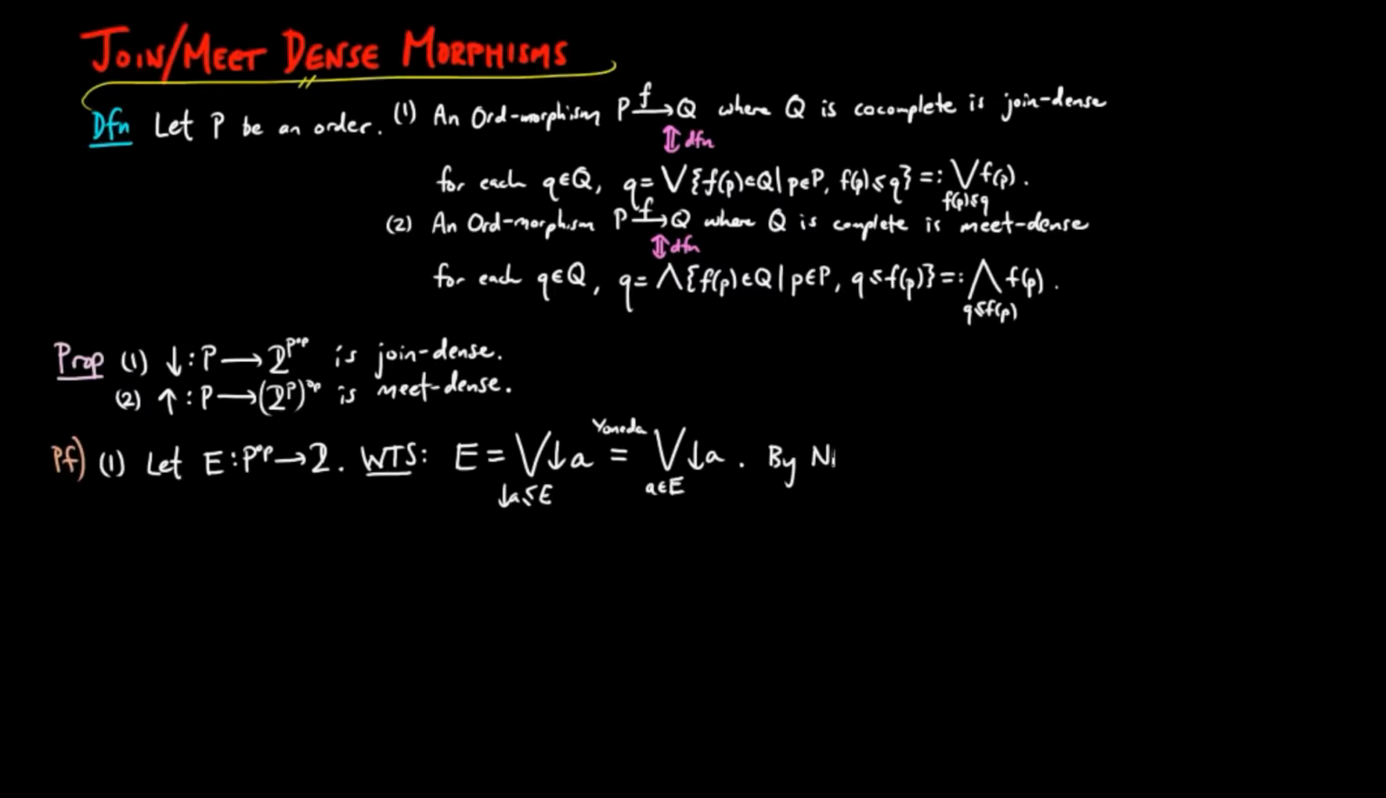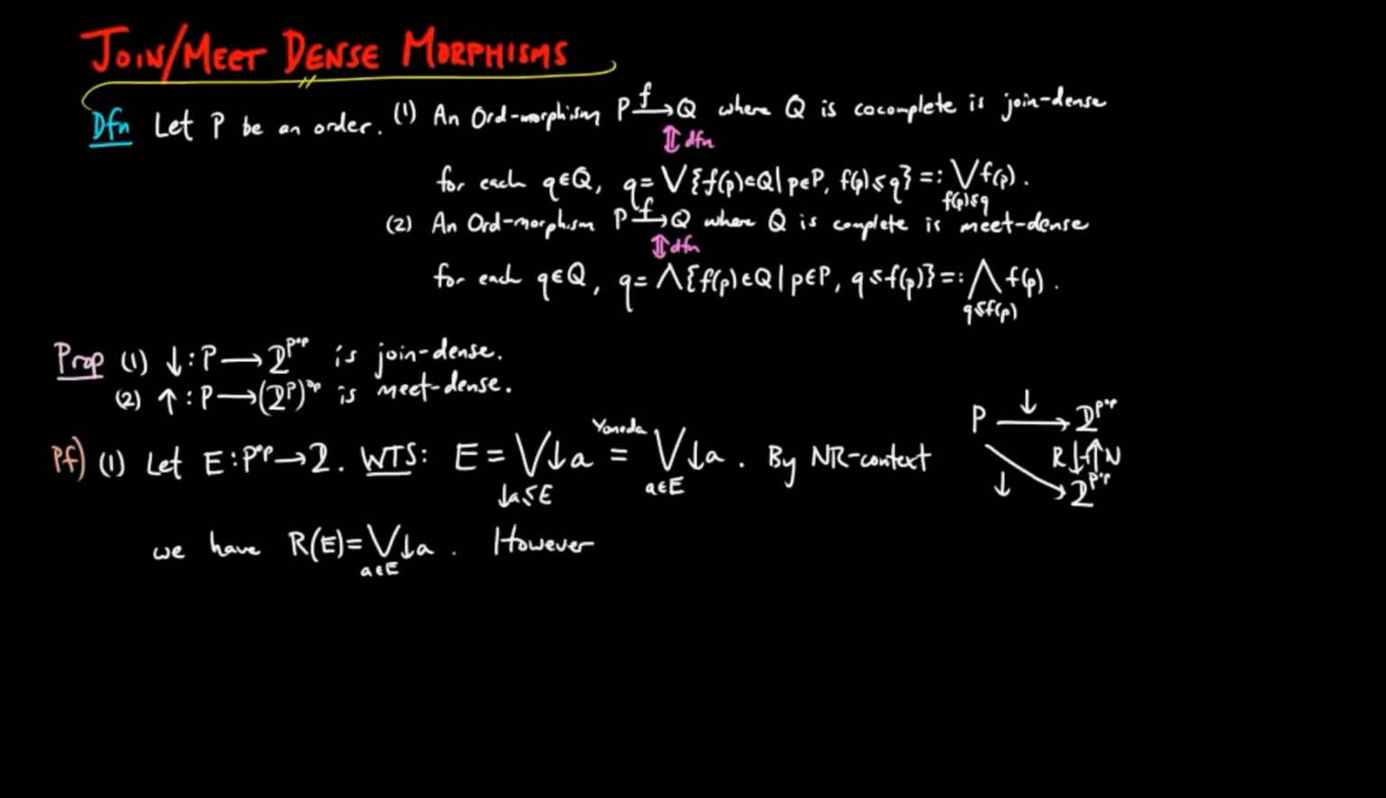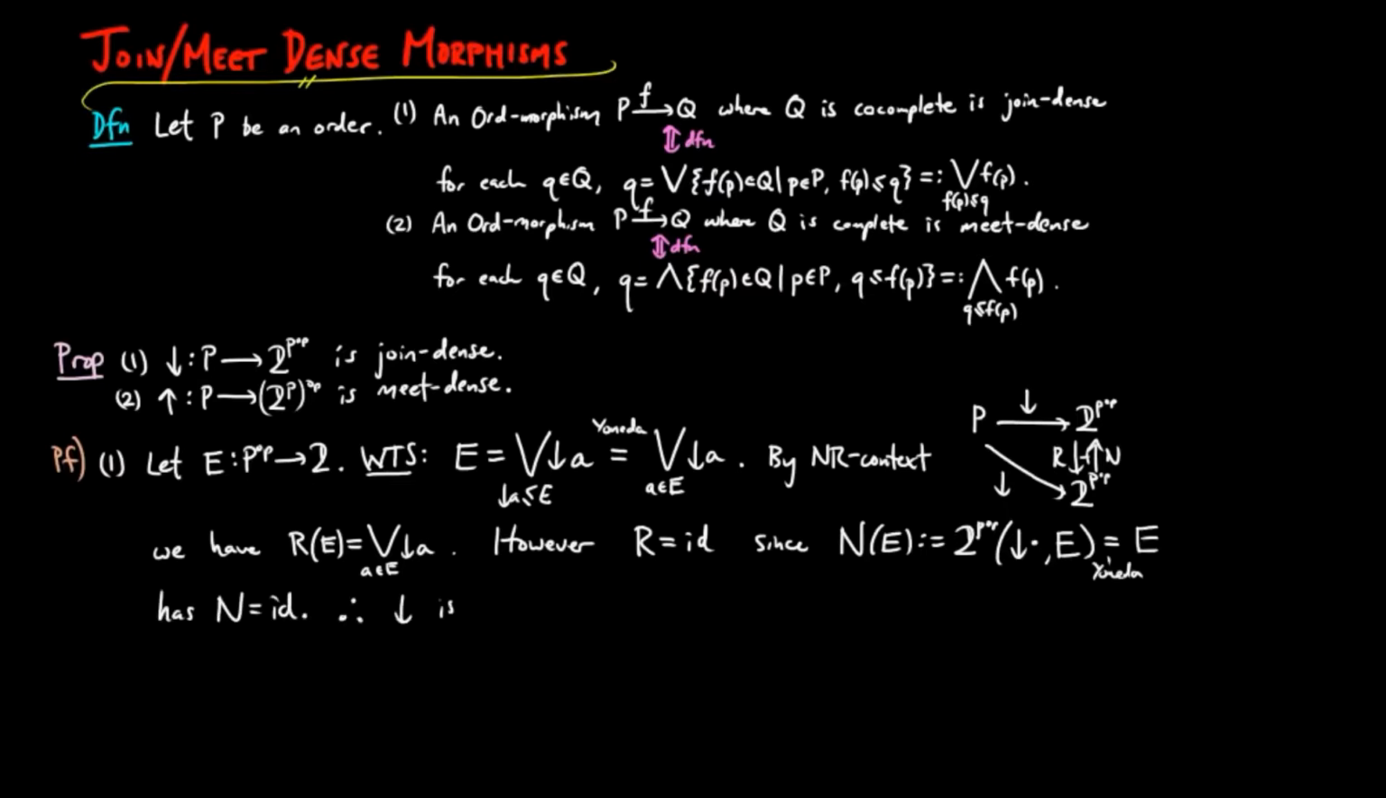By the thin nerve realization context described in a previous video, we have R on E defined as the join of the lower segments of A, where A is in E. However, it is clear that R is equal to the identity functor since the nerve on E is equal to E. Therefore, RE must be equal to E, and thus the down segment functor is join dense. And 2 follows from duality.